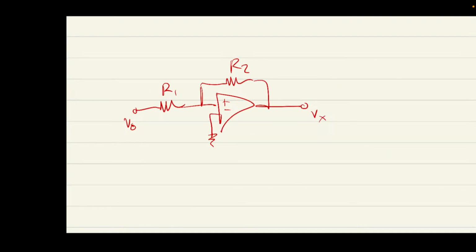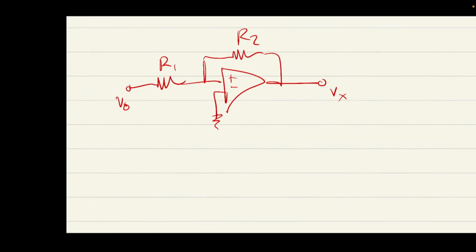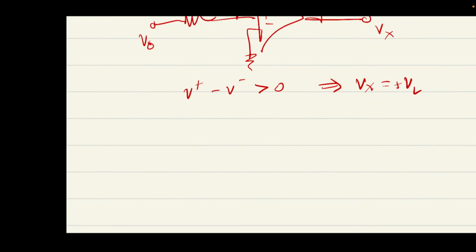Okay, so we're asked to plot the characteristics of this Schmidt trigger. What I said before was that if the difference between the positive and negative terminal is greater than 0, what happens to Vx? It goes to positive VCC. In this question, it's actually called VL, so we'll call it VL. And if the difference is negative, then Vx goes to negative VL, right?